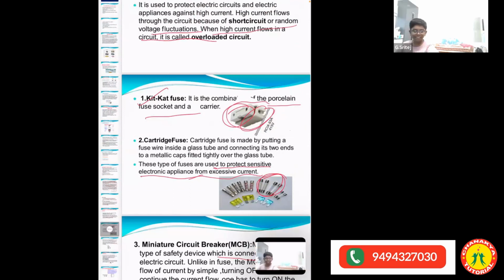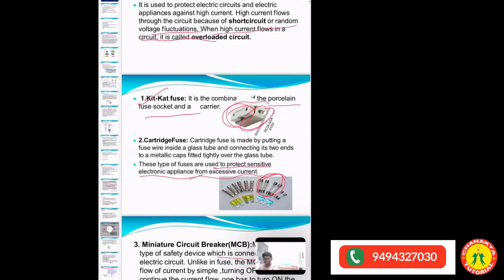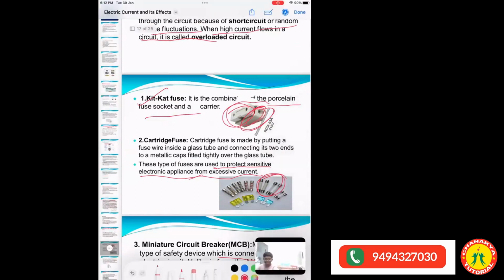Ma'am, what is a Kit Kat fuse? Kit Kat fuse is a kind of fuse where it will have two socket-like things. The down one is one thing, and the upper one we have to fix inside. That is why it is called Kit Kat.